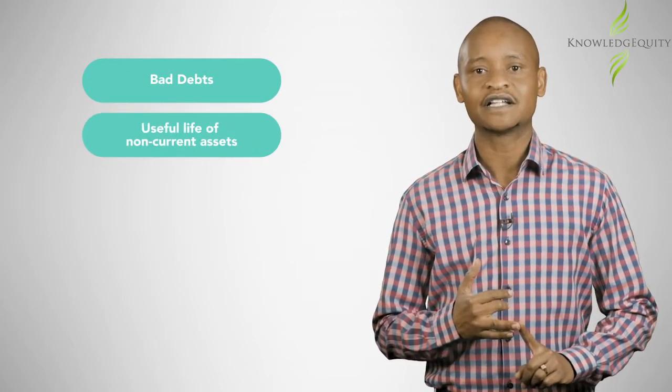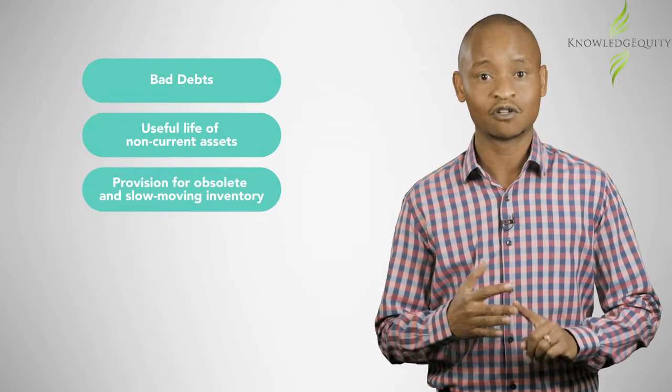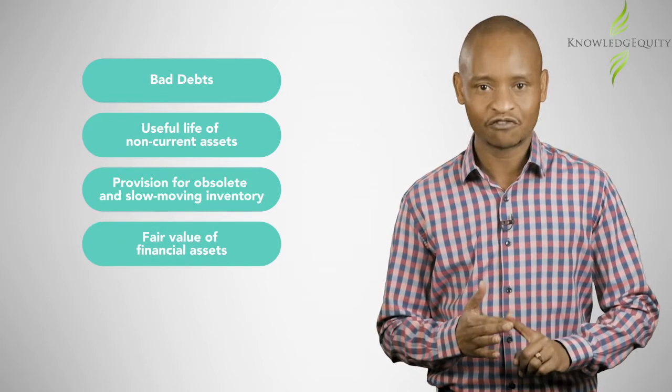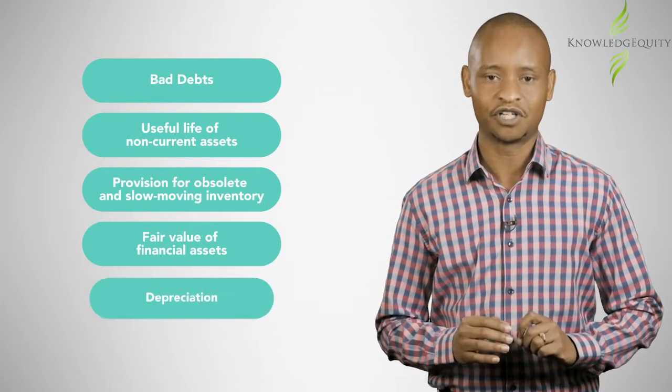Many account balances and transactions in the financial statements cannot be reliably measured and are consequently estimated. Examples of such account balances and transactions include bad debts, the useful life of non-current assets, provision for obsolete and slow-moving inventory, fair value of financial assets, and depreciation.